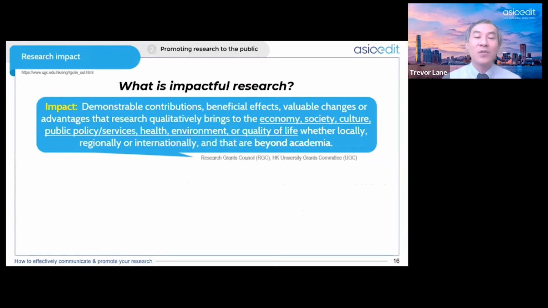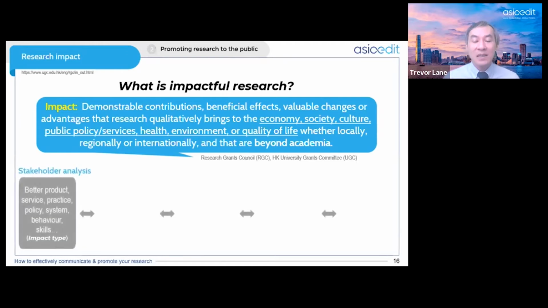So what is impact for research? We talked about this in the webinar on grant proposal writing. So the Hong Kong government and many governments define it as contributions and effects, positive effects for the economy, society, culture, policy, services, health, environment, or quality of life. So something useful in the real world, whether it's local, regional, or international, but it has to be beyond academia. It's not just researchers talking to other researchers and getting citations. That's not the point anymore.